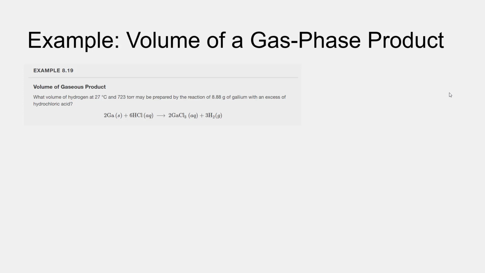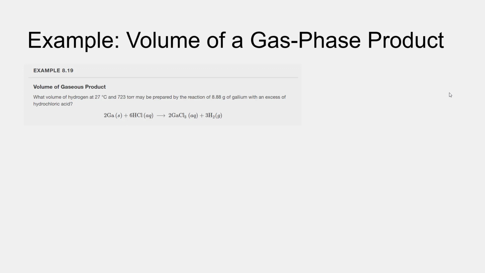Let's apply what we were just talking about with respect to stoichiometry of chemical reactions in the gas phase to make a prediction about a chemical reaction that involves a gas phase product. This is example 8.19 in your Openstax textbook.